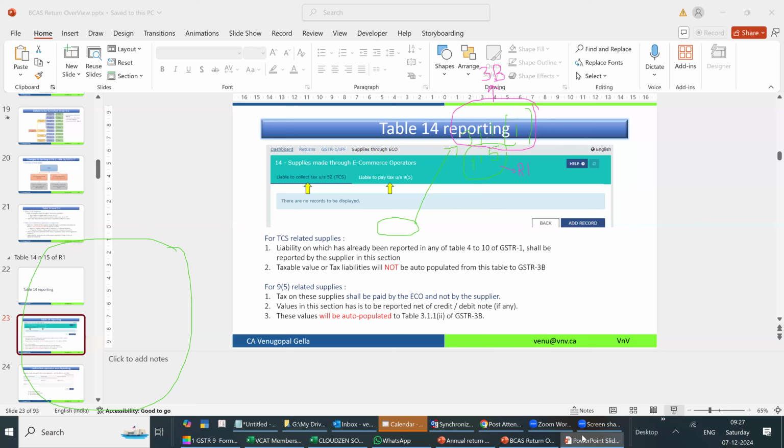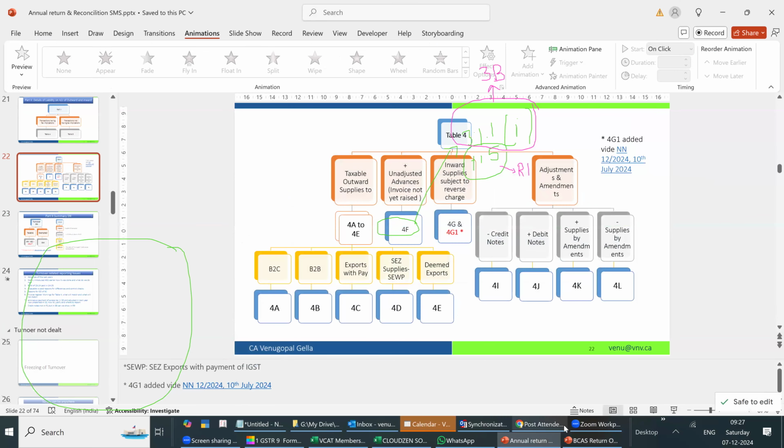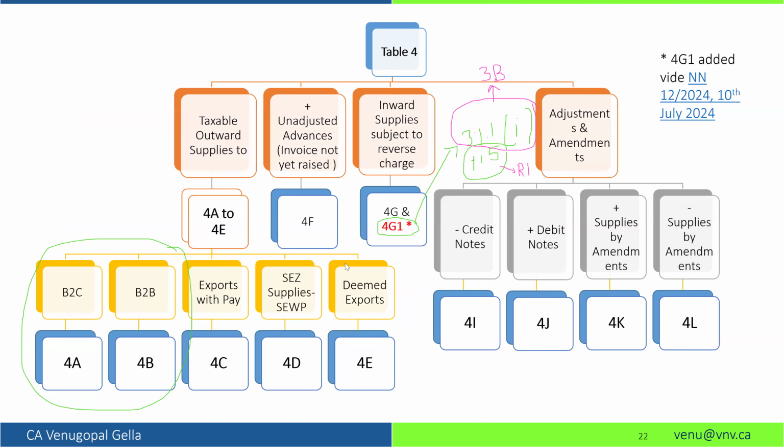Thanks. So coming back here, now another question is about the values that are coming in 4G1. There is the table 3B and table R1. Should the whole of the values that come into table 4 be from R1 or from 3B? This is a very old fundamental question. Where should these values be coming from?